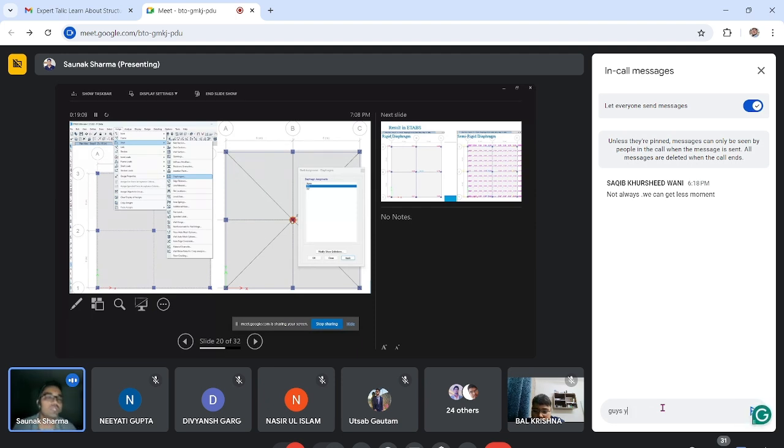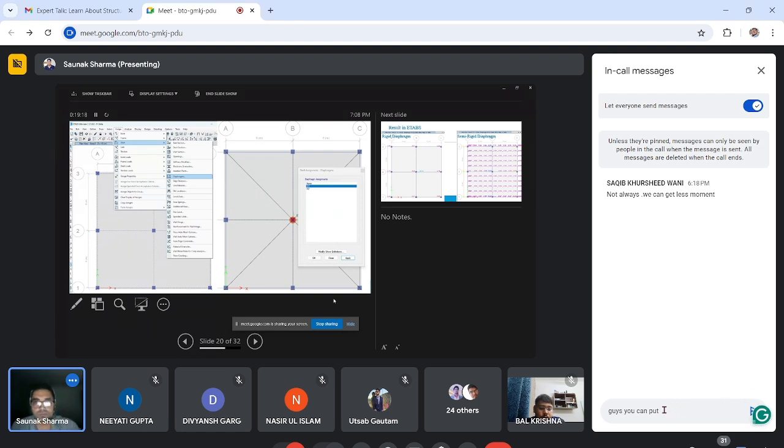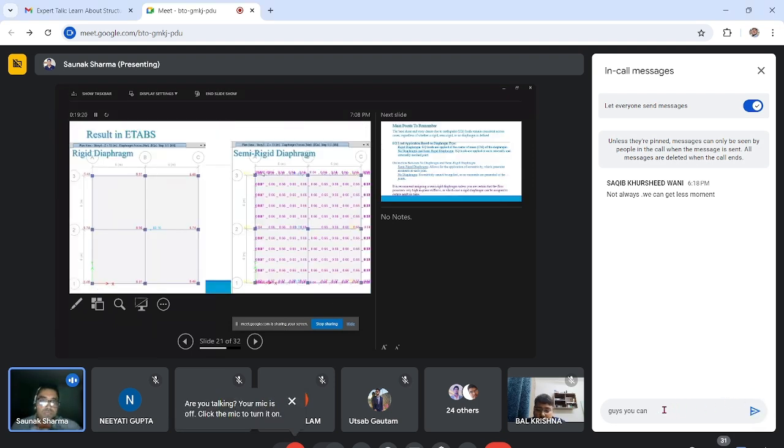Now in ETABS there are two options. One is joint diaphragm and another is cell diaphragm. Generally cell diaphragm is recommended because, when we go to this figure, let's go to this figure. When we apply cell diaphragm, the slab is internally meshed, not divided.